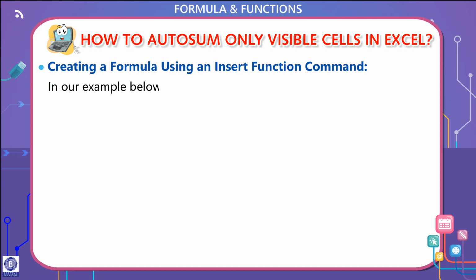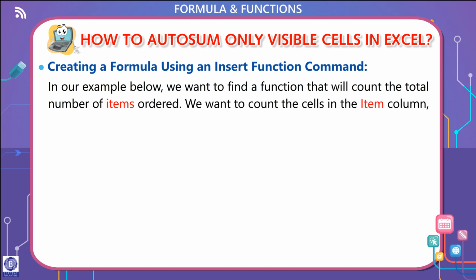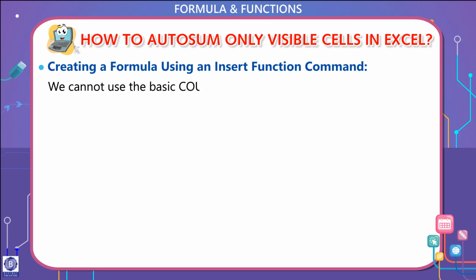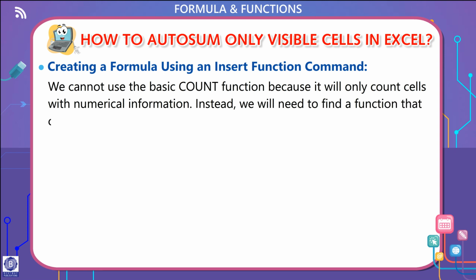In our example below, we want to find a function that will count the total number of items ordered. We want to count the cells in the item column, which uses text. We cannot use the basic Count function because it will only count cells with numerical information. Instead, we will need to find a function that counts the total number of cells within a cell range.